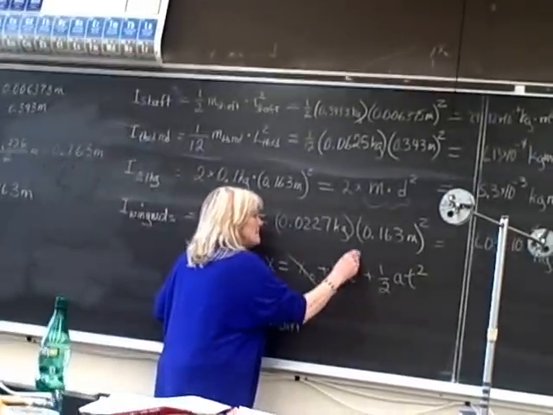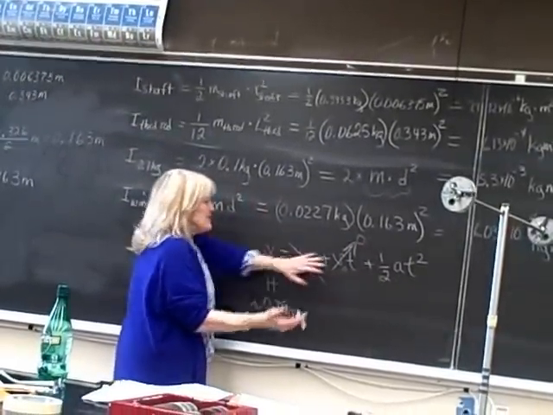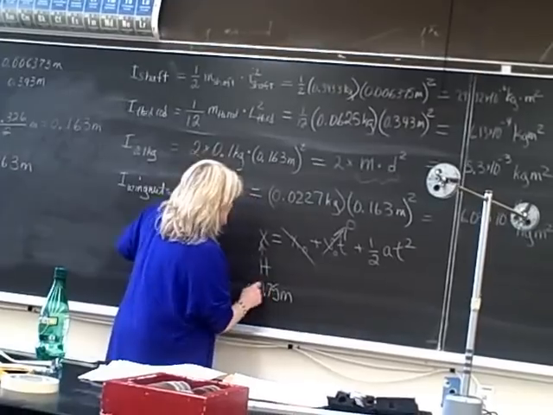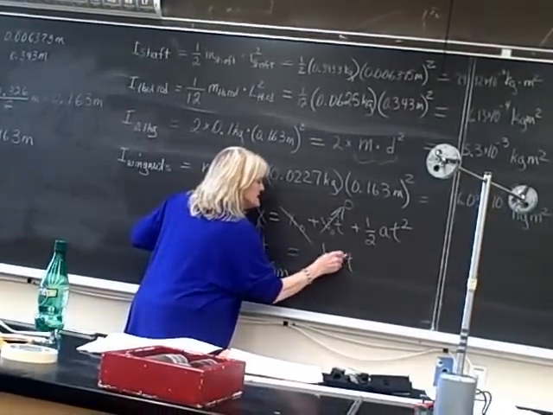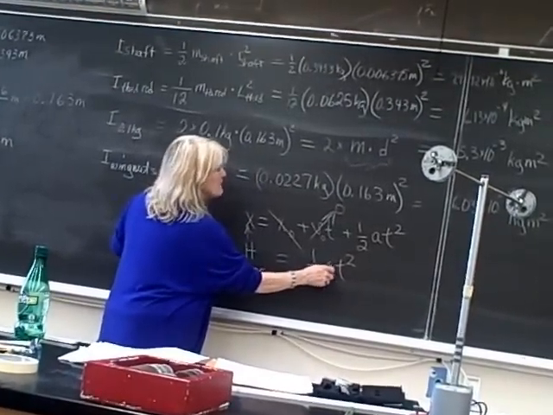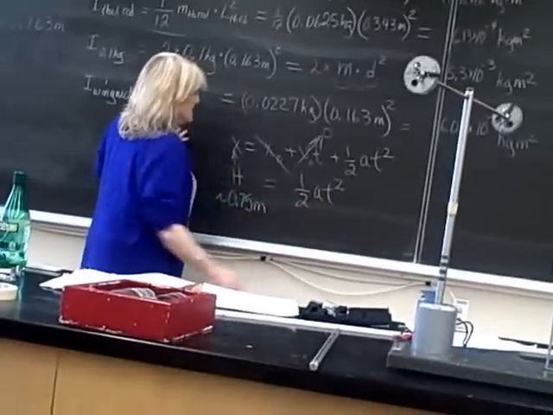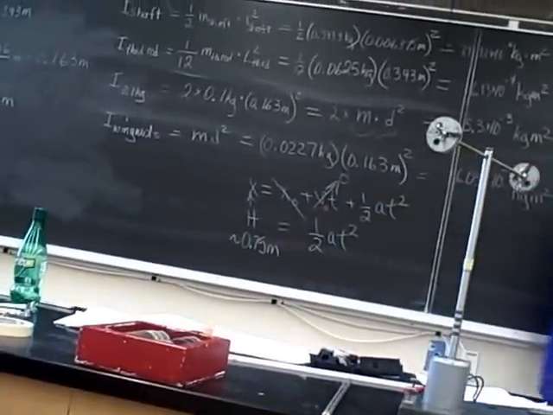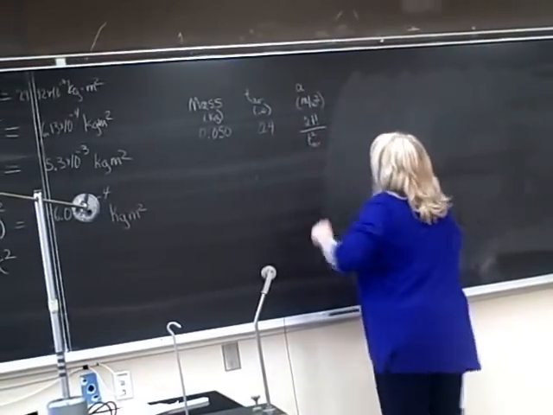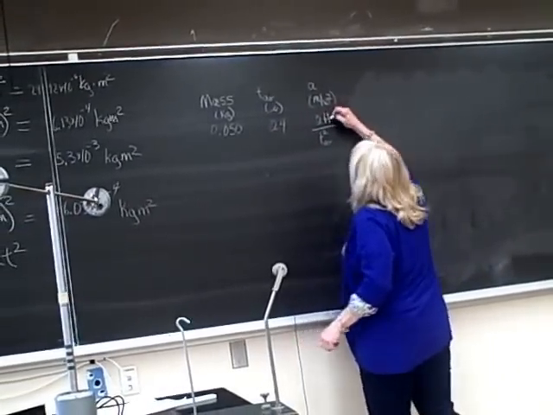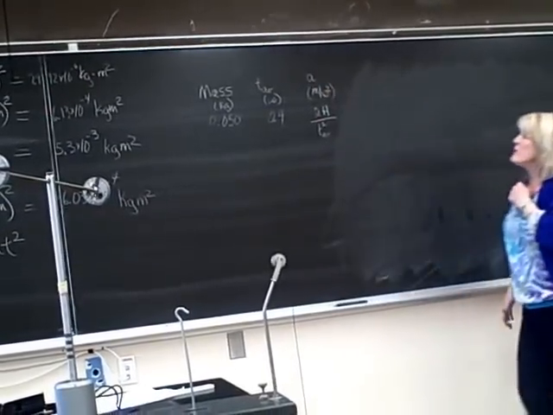And it starts from rest, so there's no initial velocity, so you have h equals 1/2 at squared. And if you solve that for a, you get 2 times h over t squared. So that's the formula that you're going to use to find the linear acceleration.